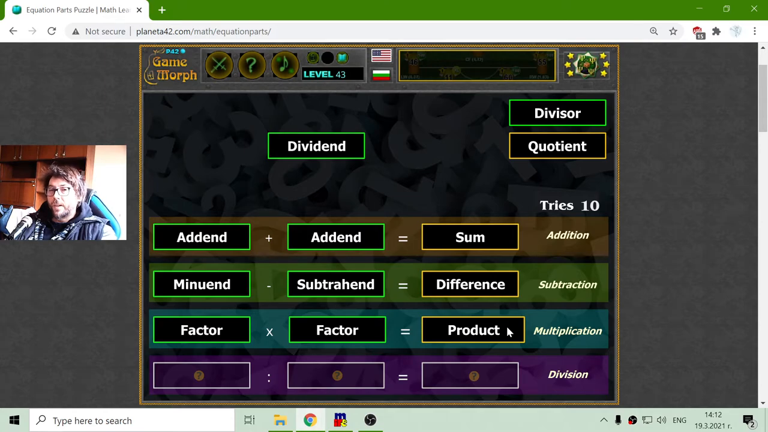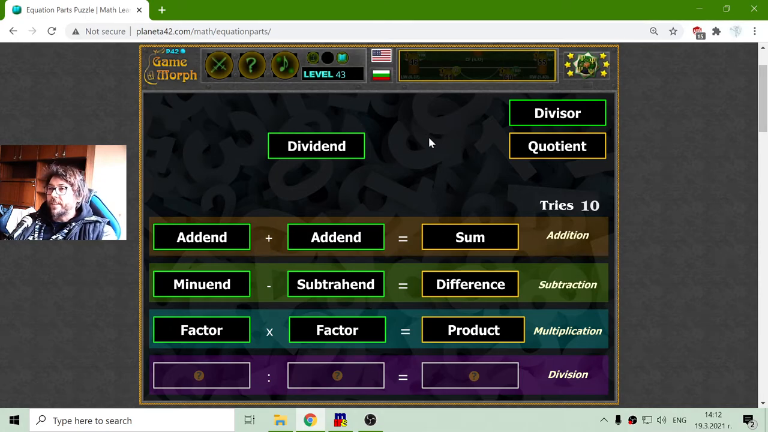Now, in the last millennium, before the year 2000, when I was learning math, we had multiplicand and multiplier. They were different names, but now they are just factors. It's okay to remember it this way.